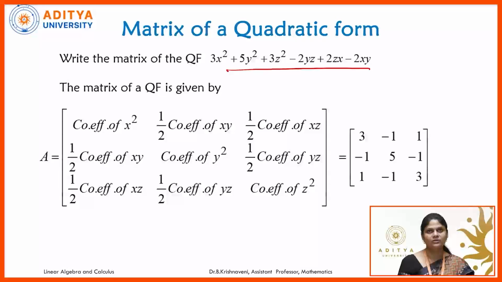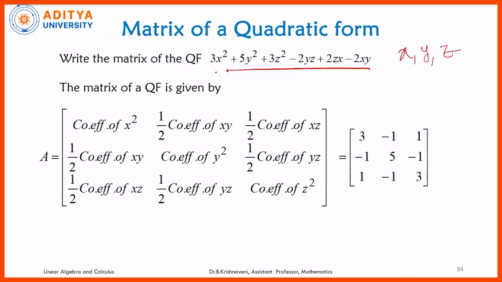So let's take a question on this. Here the quadratic form is given by 3x square plus 5y square plus 3z square minus 2yz plus 2zx minus 2xy. It is very clear that it is a quadratic form in three variables, which are x, y, z. I will explain by taking an empty matrix. I represent each row with x, y, z and each column with x, y, z. Thereafter I write the coefficients in the matrix. Here it is the coefficient of x square. What is the coefficient of x square? It is 3.